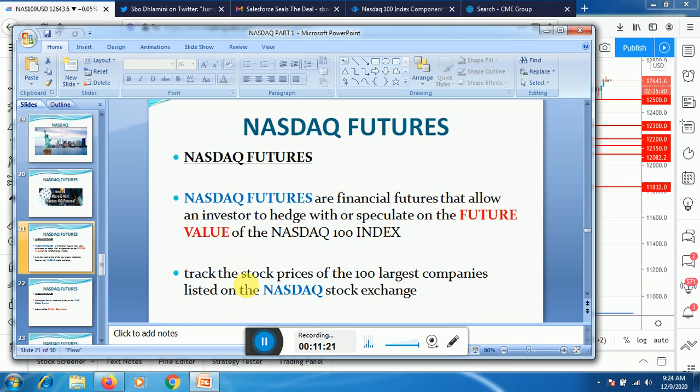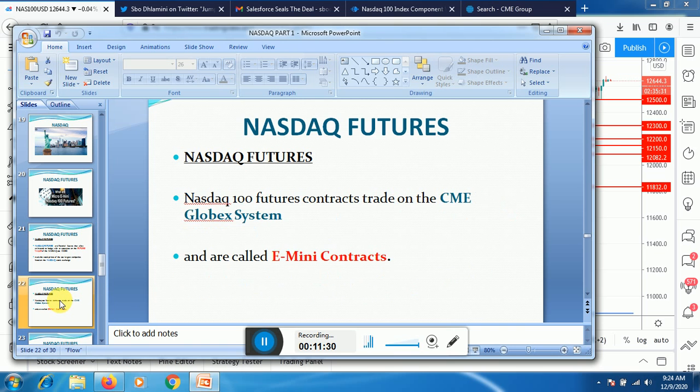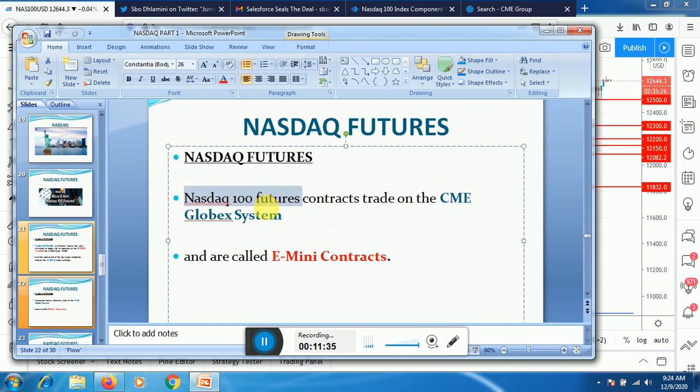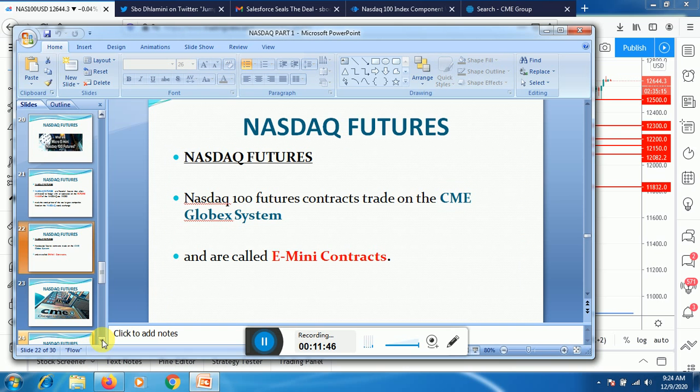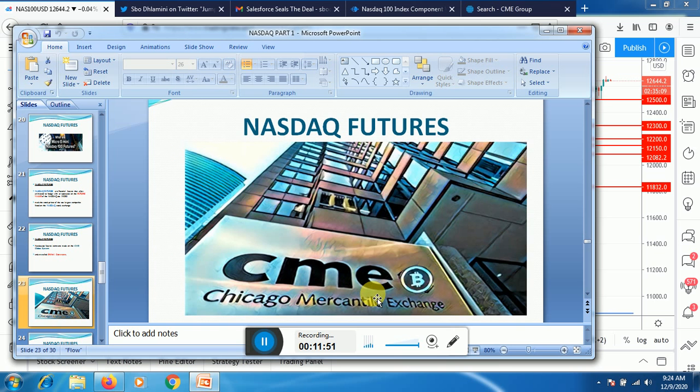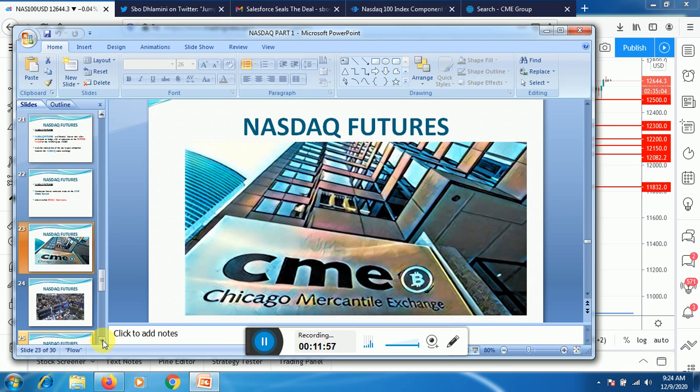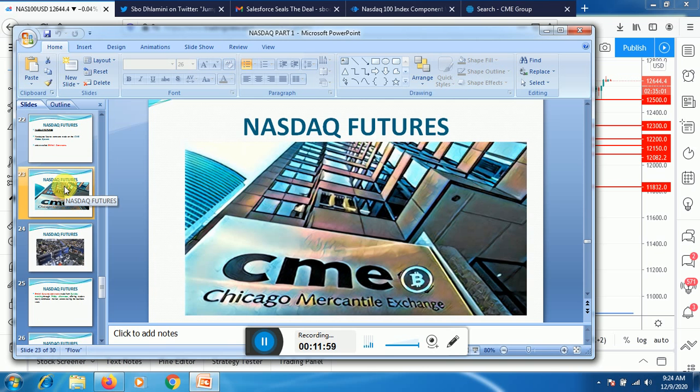So it tracks the stock prices of the 100 largest companies listed on the NASDAQ Exchange. What is important here is that the futures are traded on the CME Globex system. They are not in New York like the other indices. They are traded at the Chicago Mercantile Exchange. So that's the difference between this one and the others that we spoke about.